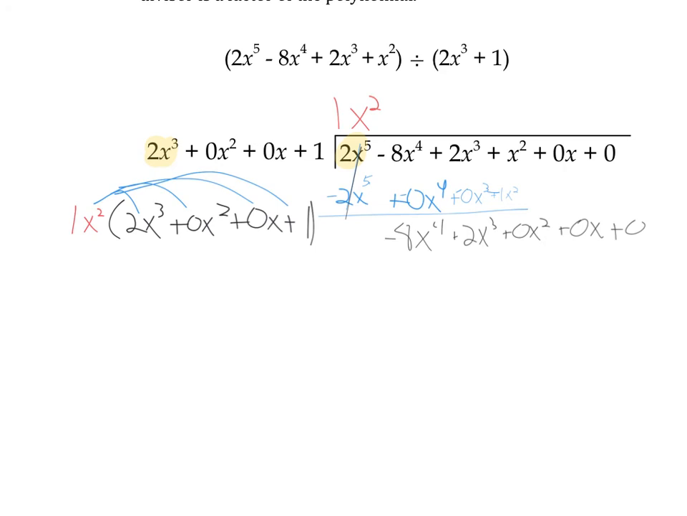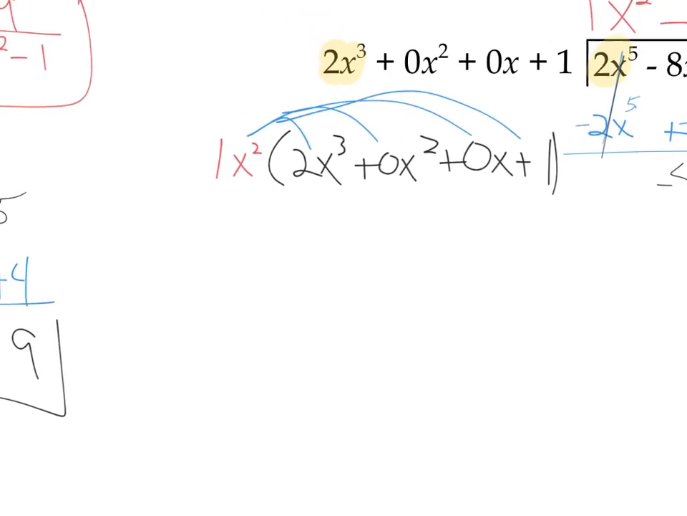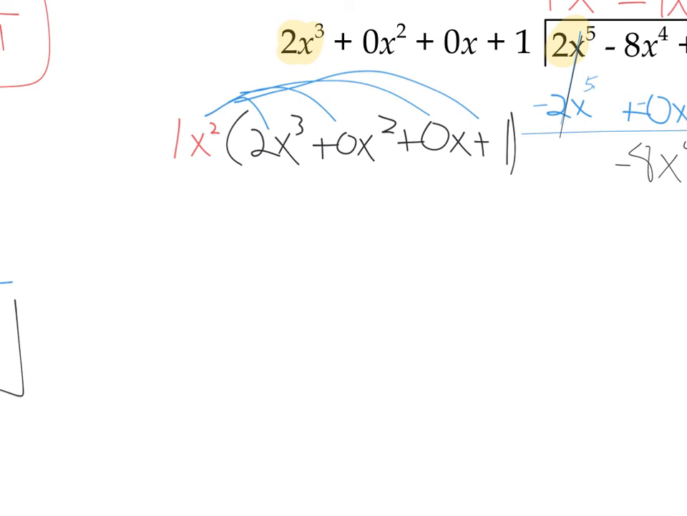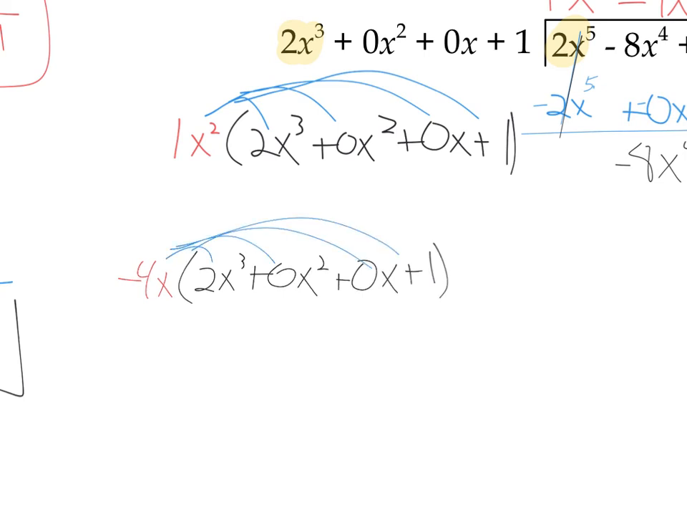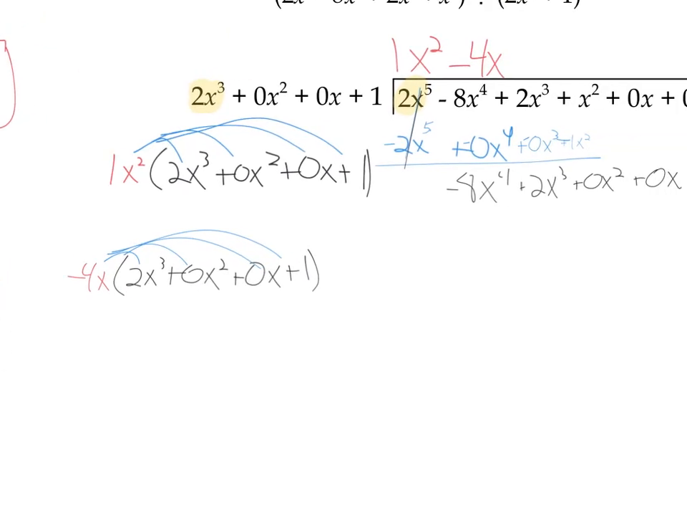First term. How do I turn a 2x to the 3rd into a negative 8x to the 4th? I need to multiply that by a negative 4x. So off to the side, I'll take that negative 4x, and I'll distribute that into my divisor. My divisor, so 2x to the 3rd plus 0x squared plus 0x plus 1. We'll do our distribution and see what we get.